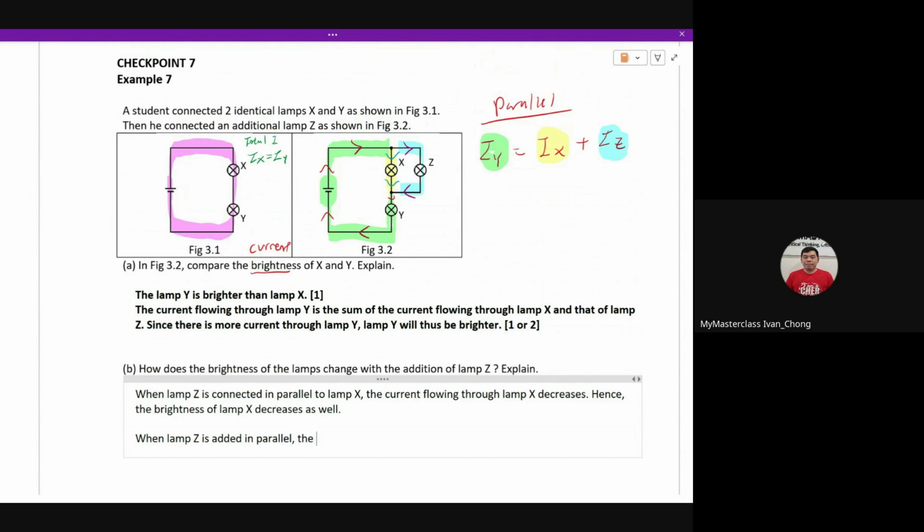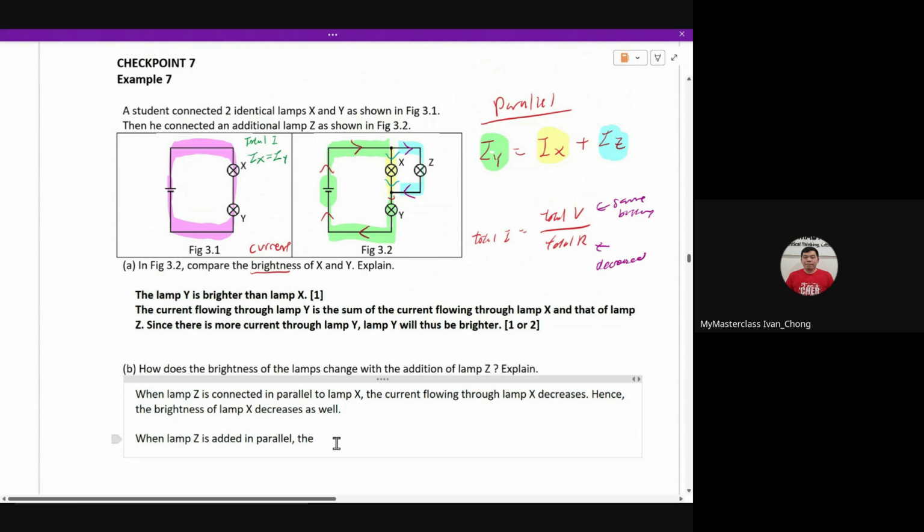Now the thing is, if you look at Y, it's actually your new total current. So what's your new total current itself? Don't forget what is total current. Your total I is total V over total R. So now ask yourself, if I just add Z, what changed? This one is the same because we still use the same battery. This one actually decreased.